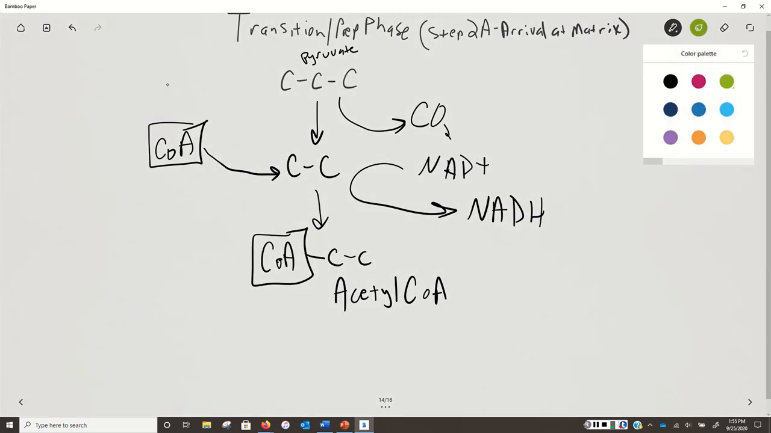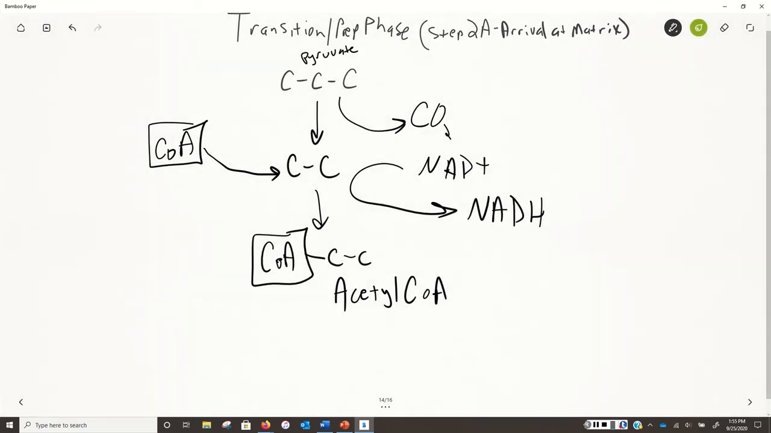So what do we need to know here? We need to know the name and where it occurs. It's the transition phase, or the preparatory phase. It happens on arrival at the matrix. So before we really fully get into the matrix, it's just as soon as we arrive.